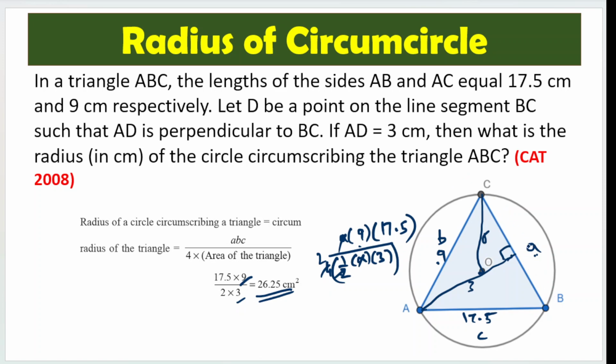Right. We should not be worried that we don't have one of these sides. Doesn't matter, because we can cancel this side on both sides. Even here, area of the triangle, because we know this, we are using this height and this base. So half into a into 3, right? And in the numerator also we have abc. So we can cancel this a from both sides and still be able to calculate the radius of this circumcircle. Thank you guys.